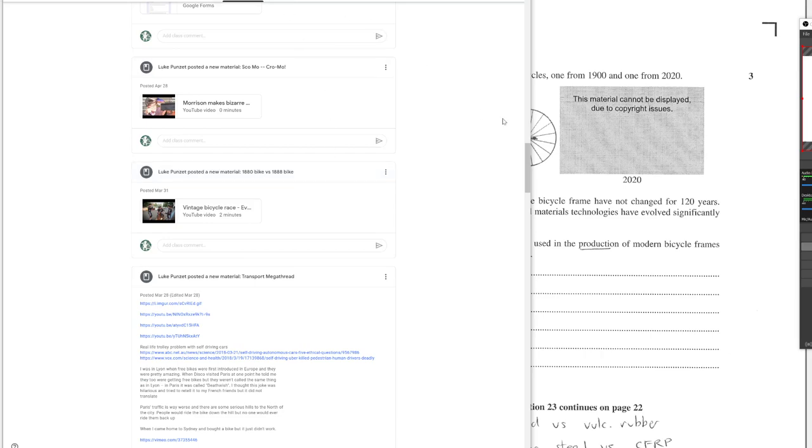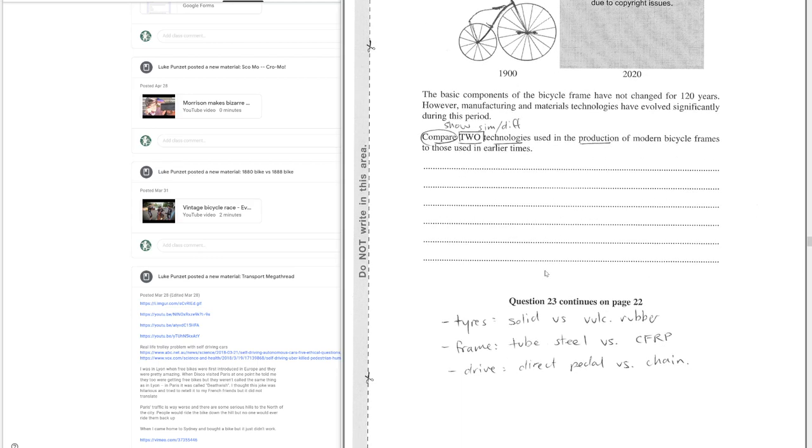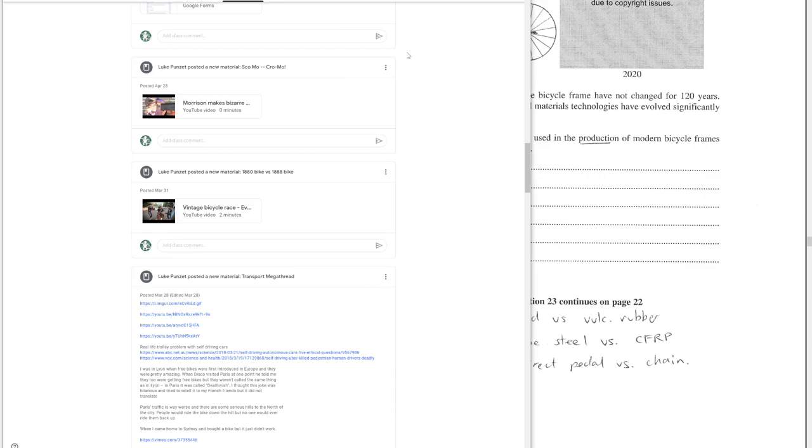So what did I write in my notes? I wrote, compare two technologies. I've given you three, and you can choose which one. So the tires: solid versus vulcanized rubber. The frame: tube steel versus carbon fiber reinforced polymer. And the drive: direct pedal versus the chain. So yes, there are our differences.